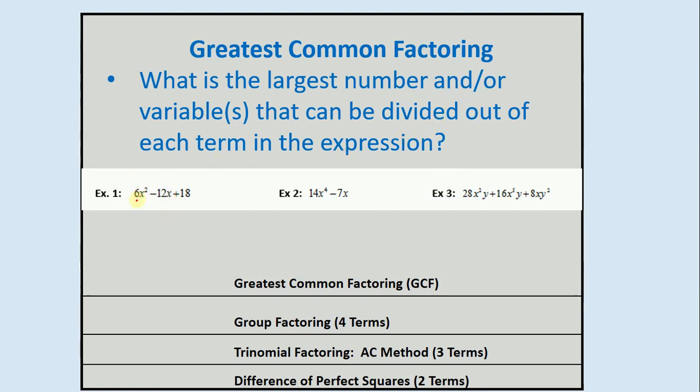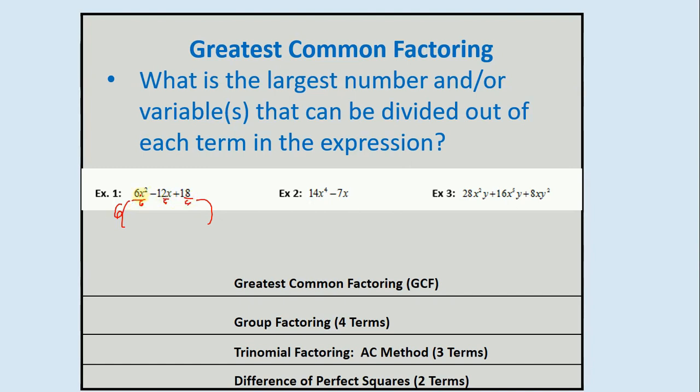So if I look here, I've got 6x squared, 12x, and 18. The biggest number that can be taken out of each of them would be a 6, right? Well, now I have to see, can I take a certain number of x's out of each of them? No, I cannot take an x out. So if I take this 6 out, basically I'm going to undistribute it from that problem, aka I'm going to divide each of these by 6.